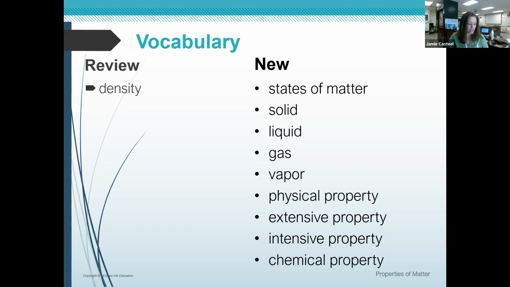You are now looking at page 70, properties of matter, and we're going to get going. We got a lot of vocabulary here, but most of this you already know. The few that I'm going to hone in on here are vapor, physical property, not physical property, intensive properties, and extensive properties. So those are down at the bottom. Those are your really big new terms for this section.